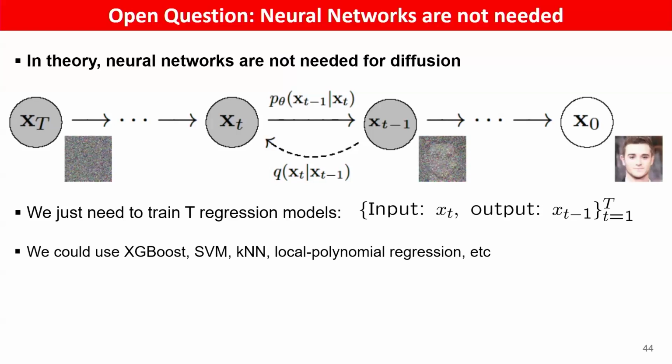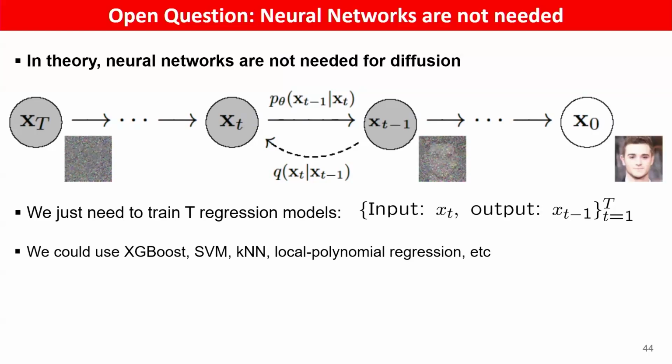Another question I want to mention: we always use neural networks in diffusion, but technically they are not needed, because all we need is just a regression method that from x_{t-1} will predict x_t. And we use neural networks, but that's really not needed. You could replace this part with XGBoost, support vector machines, k-nearest neighbor regression, local polynomial regression, whatever you want. And you could get a diffusion that wouldn't use neural networks, it would use some other kind of approaches.